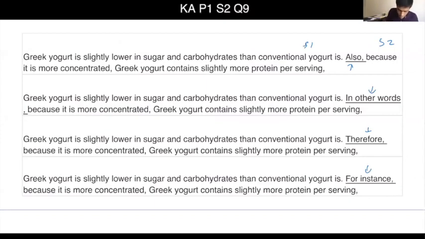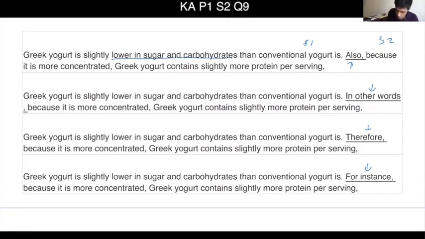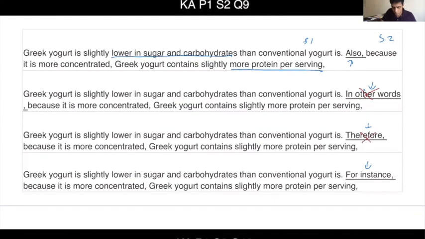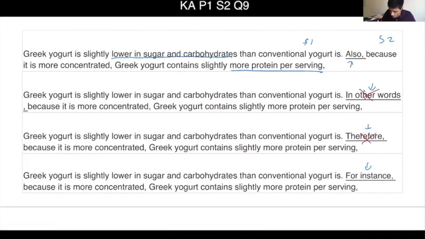And so if you read the sentence, Greek yogurt is slightly lower in sugar and carbohydrates than conventional yogurt is. And then it is more concentrated. Greek yogurt contains slightly more protein. So this is talking about lower in sugar and carbs, and this is talking about more protein. So it cannot be in other words, because this is not the restatement. It cannot be therefore. It's not because there's lower sugar that there's more protein. And it cannot be for instance. More protein is not an example of lower sugar. Also is correct. Also is the right logic here.